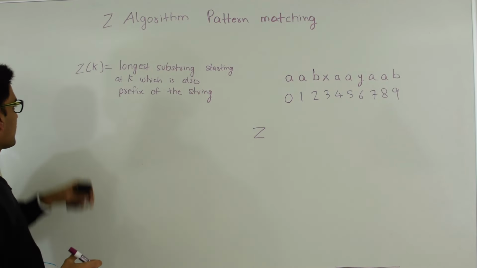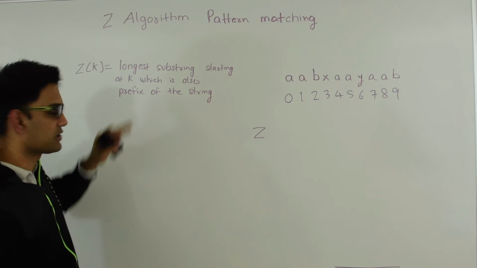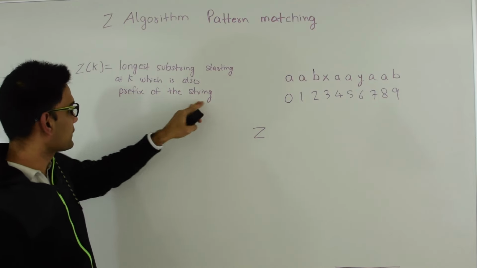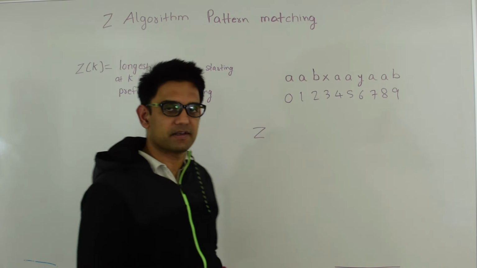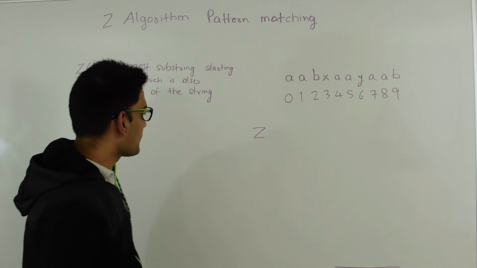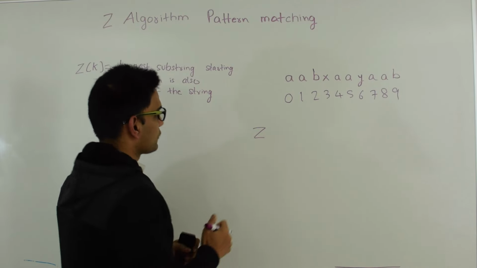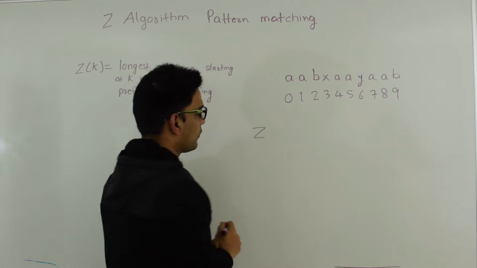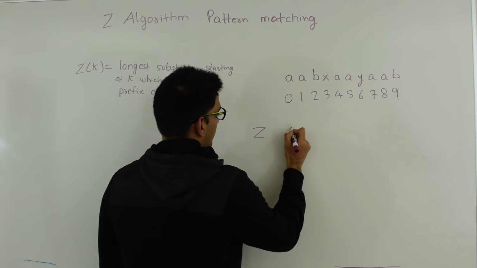The core of Z algorithm is this function Z of k, where we are trying to find the longest substring starting at position k, which is also the prefix of the string. Let's try to understand what this means with the help of this example here. So I have an array Z and I'm trying to find the longest substring, which is also the prefix. So Z of 0, what we store at 0 is not important, so Z of 0 will just store 0.